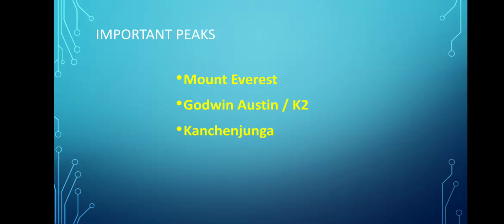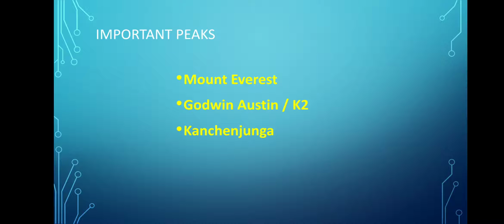There are several peaks in the mountain ranges. Among them we have chosen three: Mount Everest, which is the highest peak of the Himalaya as well as the highest peak of the world, and its height is almost 8,848 meters. Next is Godwin Austen or K2. It is the highest peak of the Karakoram range. It is not a peak of the Himalayan range. Its height is almost 8,611 meters. And the third one is Kanchenjunga.